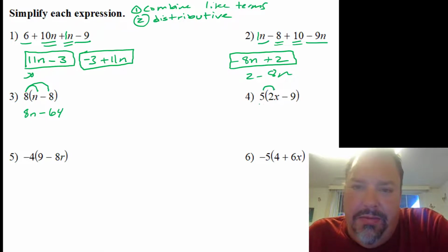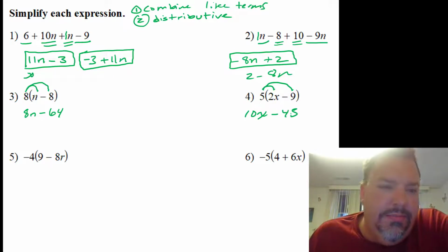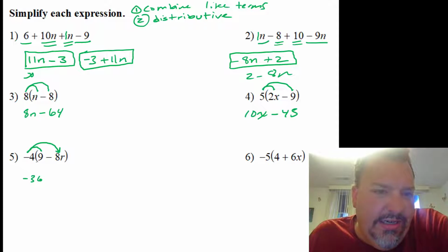If we distribute here, 5 times 2x gives us 10x. And 5 times -9 gives us -45. We can also distribute when you have a negative number. So watch your signs. If you see a negative number in front of parentheses, you're going to take that negative with the number. And -4 times 9 is -36. And that negative is also going to get multiplied in here. -4 times -8r is a positive 32r.